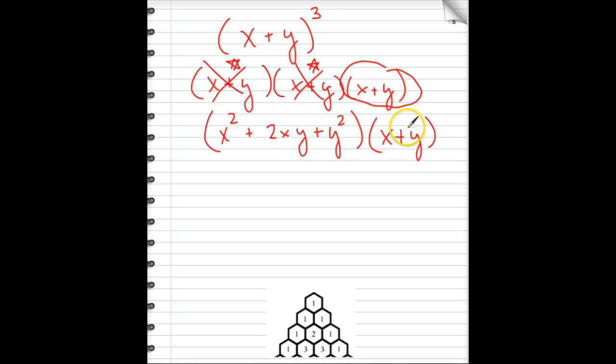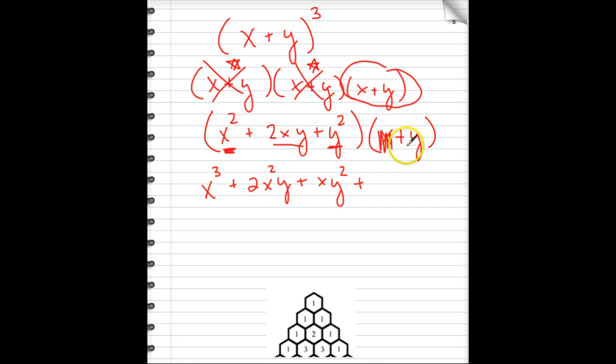To do this, we use the distributive property. So I'm going to start here with the x squared. X squared times this x is x cubed. 2xy times this x is 2x squared y. And y squared times this x is xy squared. This x just got distributed to everything, so now it's done. We do not need to multiply it anymore. Now we need to multiply the y term to everything over here.